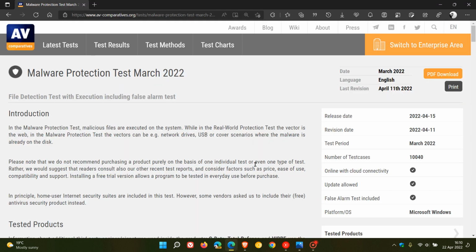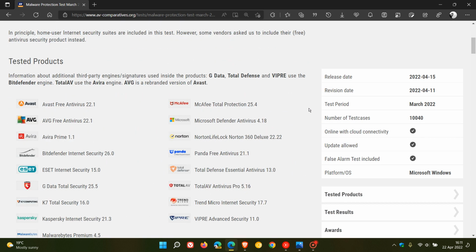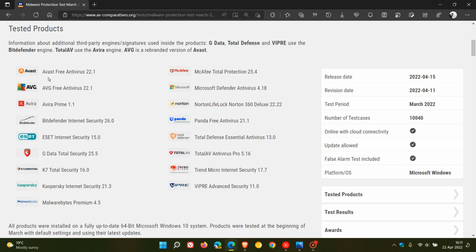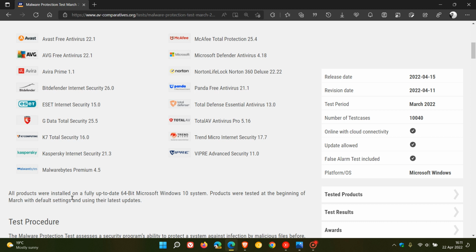So if we just head over to that AV-Comparatives test where they did the survey and these tests, and I will leave a link to this website and these test results down below. We can see that it rolled out and was posted on the 15th of April 2022, so that was about 6-7 days ago. Now, if we just scroll down, we can see the tested products, and you have basically all of your main antivirus products and solutions. And they say that all products were installed on a fully up-to-date 64-bit Microsoft Windows 10 system. Products were tested at the beginning of March with default settings and using their latest updates.